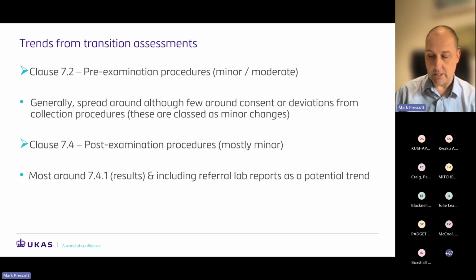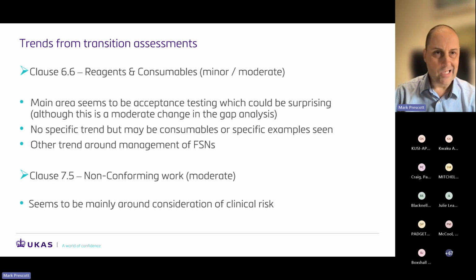So that could be one area to have a look at and revisit the standard for the requirements of that. And then the final set, again, two potentially surprising ones, clause 6.6. So this is reagents and consumables, a variety of minor and moderate changes here.